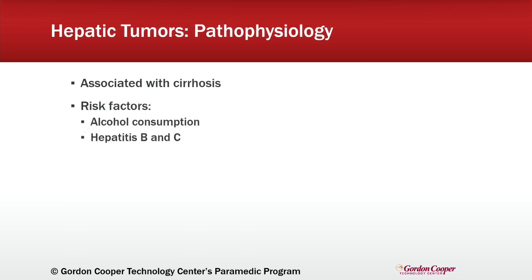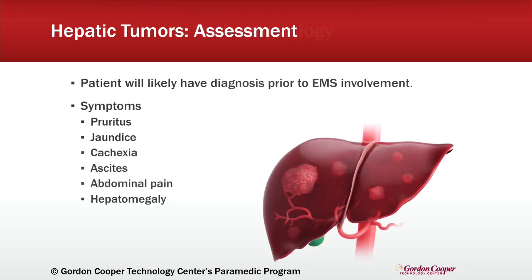Liver cancer, on the other hand, is a very rare thing, but it's actually more common in men. In the U.S., the primary cause or link to liver cancers is cirrhosis. So we typically see some kind of cirrhosis linked to the liver cancer. And the risk factors for these include things like hepatitis B and C, as well as alcohol consumption. The patient is likely to have already been diagnosed before we're involved.